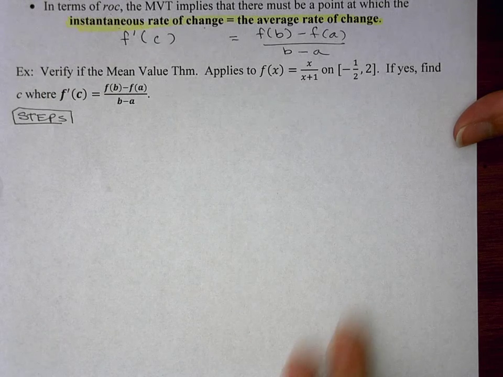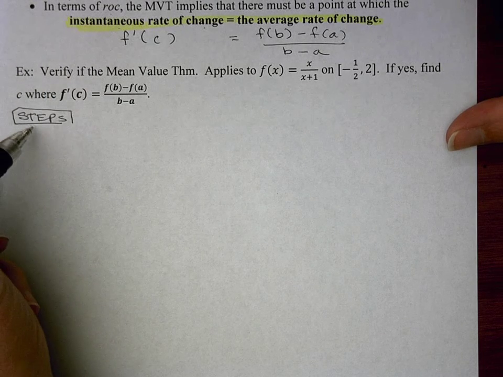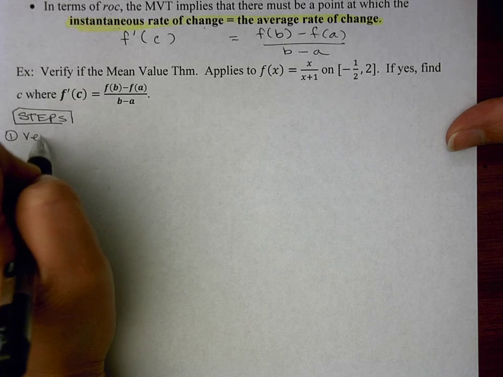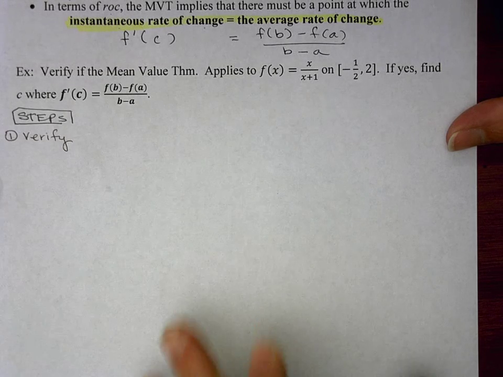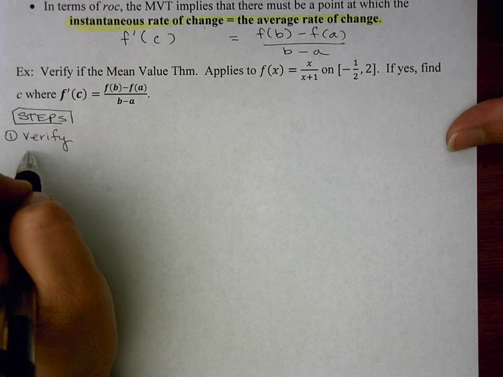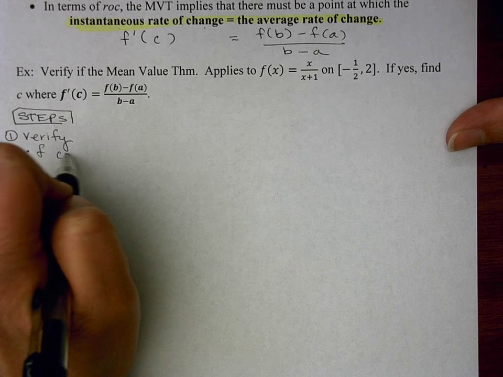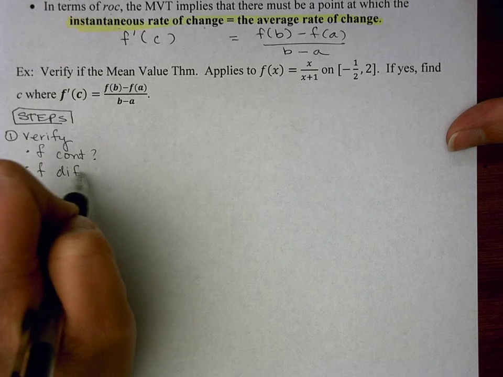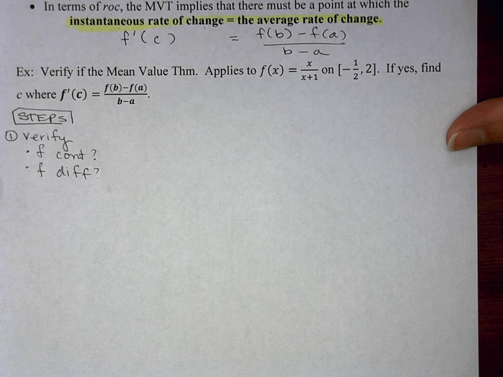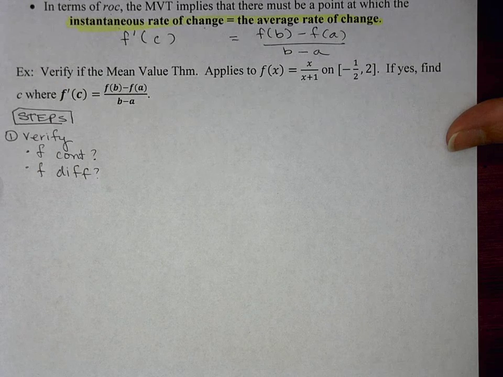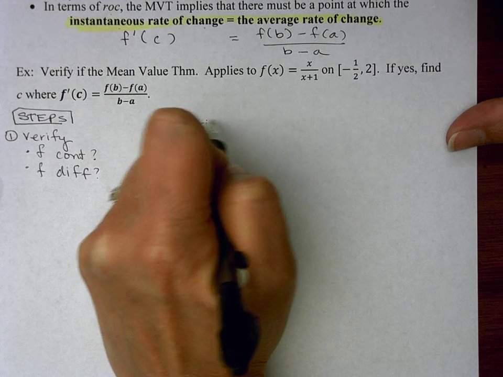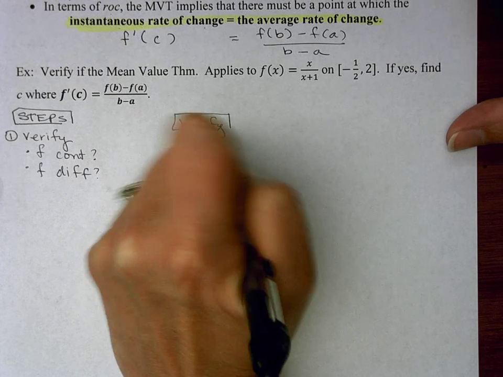And then I'll do my work over here. Okay, so for my steps, I know the first thing I need to do is verify. So this is a lot like Rolle's theorem. It's just easier though. And then I just have to check for, is f continuous? And then is f differentiable? So that's my first step. And I always want to label what I'm doing, I'm verifying. So over here in my work, I'm going to show my verify step, and I'm going to call it verify.